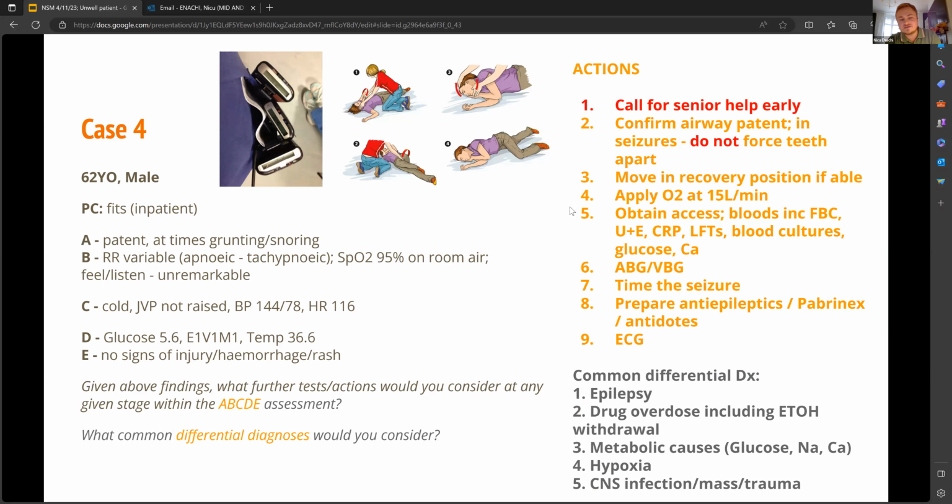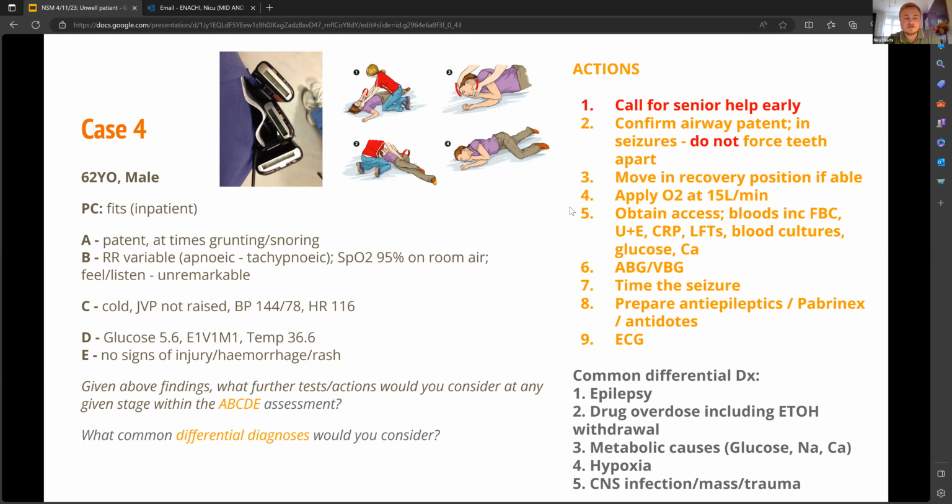So they have a seizure, their airway seems to be patent, but sometimes they grunt, they snore. There are phases when they're breathing really fast, and then there are times that they're not breathing at all. However, in general, the SATs seem okay. Auscultation doesn't seem that remarkable. They feel a bit cold, a bit tachycardic.